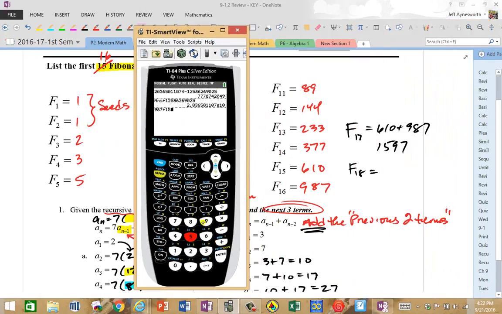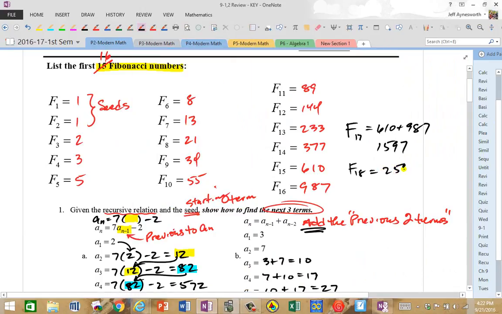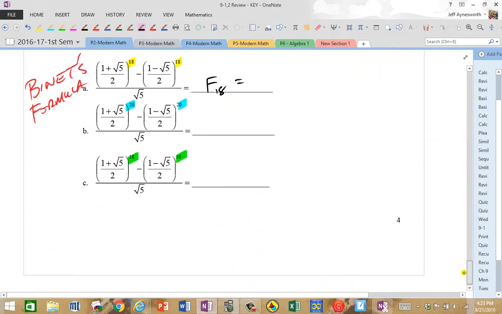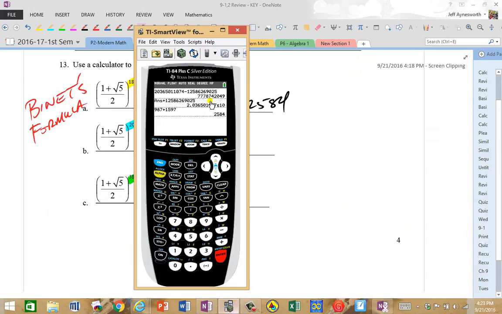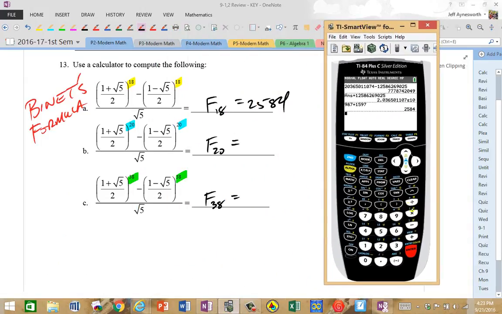So, okay, 2584. So 2584, or you could use Binet's formula. You could do that. Okay, so this is 2584. You can verify that. This is F20. And that's the next one. This is F38. We better just use Binet's formula here. So I'm going to, on the 20th one, I'm going to compute it. It's easier, actually, I think.